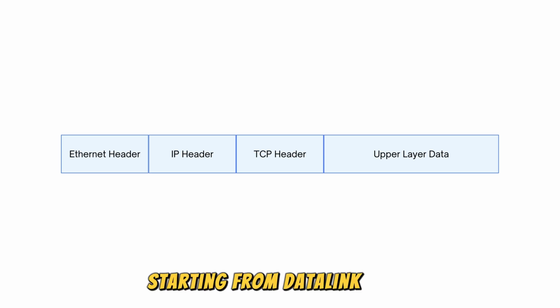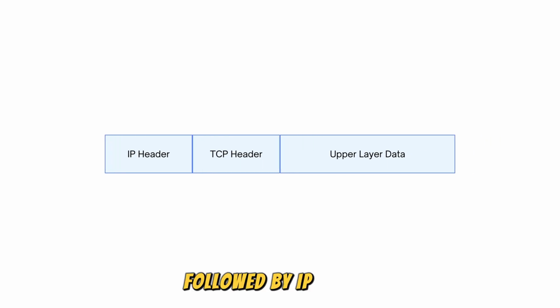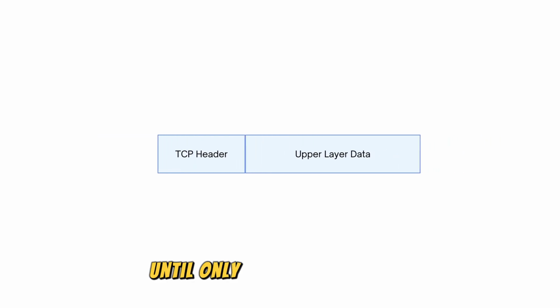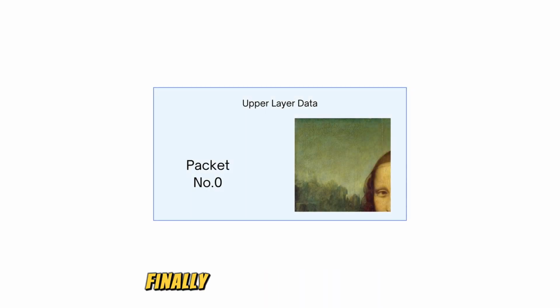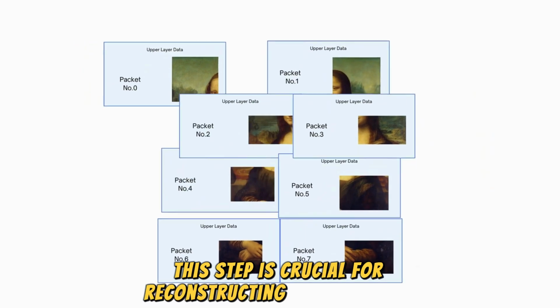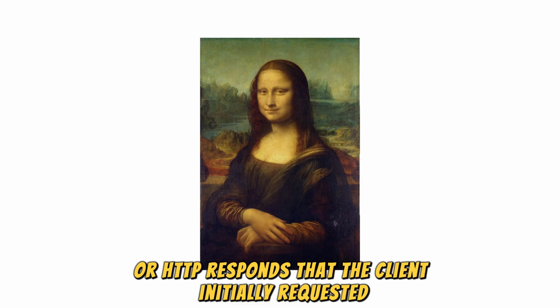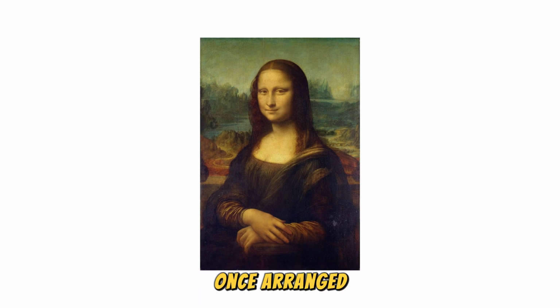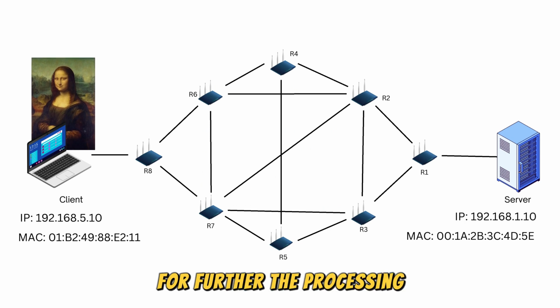Starting from the data link layer, the Ethernet header is stripped off, followed by the IP header, until only the original HTTP request remains. Finally, in the transport layer, the segments are arranged according to their sequence numbers. This step is crucial for reconstructing the full image or HTTP response that the client initially requested. Once arranged, the complete data is presented to the application layer for further processing.